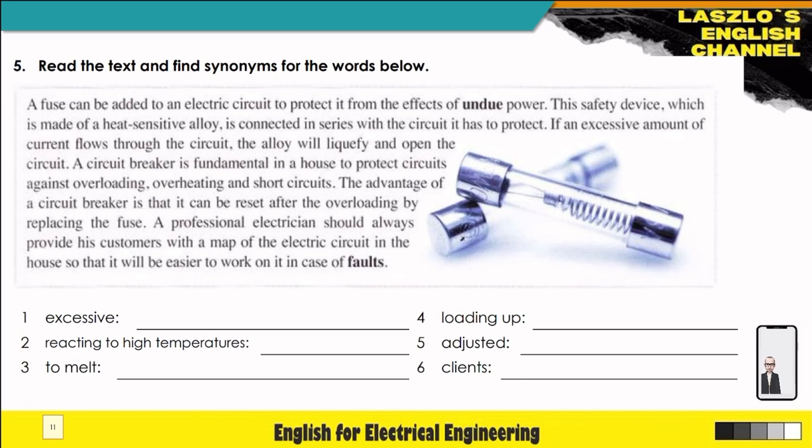The circuit breaker is fundamental in a house to protect the circuits against overloading, overheating, and short circuits. The advantage of a circuit breaker is that it can be reset after the overloading by replacing the fuse. A professional electrician should always provide customers with a map of the electric circuit in the house so that it will be easier to work on it in case of faults.